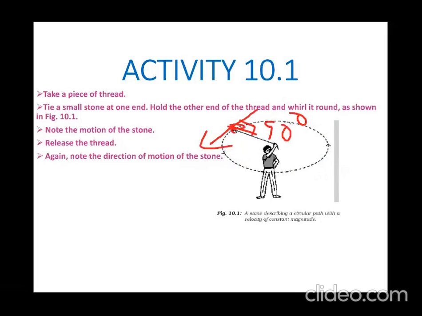So if you leave the stone at this point, then it will fly tangentially. Tangent के direction में बेटा वो fly करेगा. इस point पे अगर आपका stone जाता है तो यहाँ पे हमें एक tangent draw करना है और ये radius हो गया, and the angle between the tangent and the radius of the circle is 90 degree. So इसीलिए बेटा moon जो है, it does not leave the earth and it does not go. Why? Because of which force? Because of centripetal force.